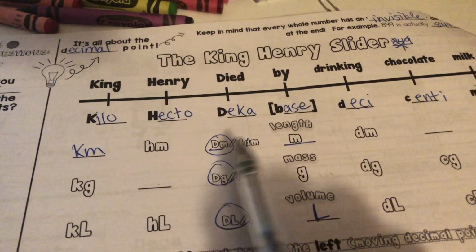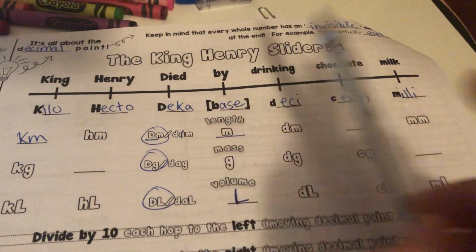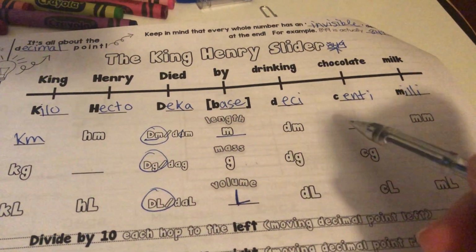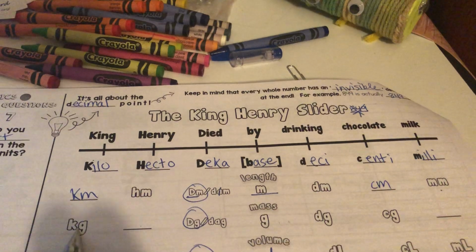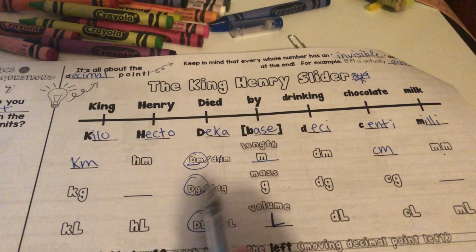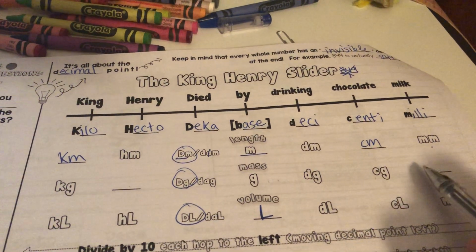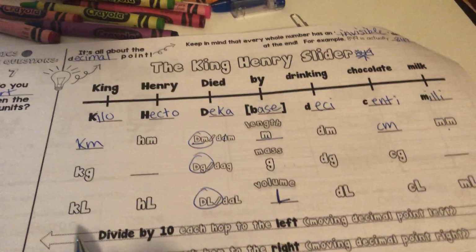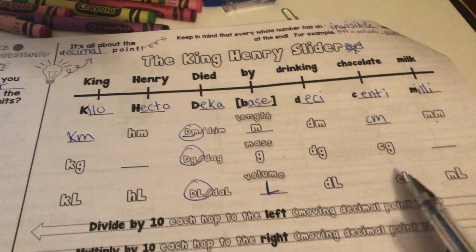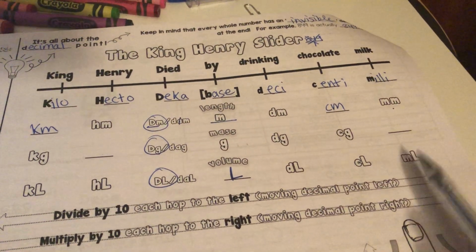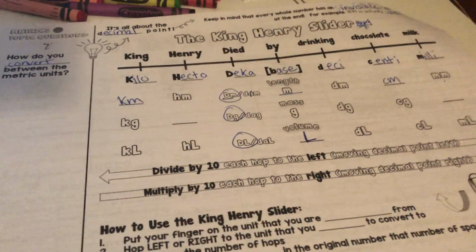All right, decameter, meter. You can't forget this one. This is still a spot. All right, decimeter, centimeter, and millimeter. All right, kilogram, hectogram, decagram, gram, decigram, centigram, and milligram. Kiloliter, hectoliter, decaliter, liter, deciliter, centiliter, and milliliter. This one's most common, or liters, right? The other ones aren't as common if you bake.